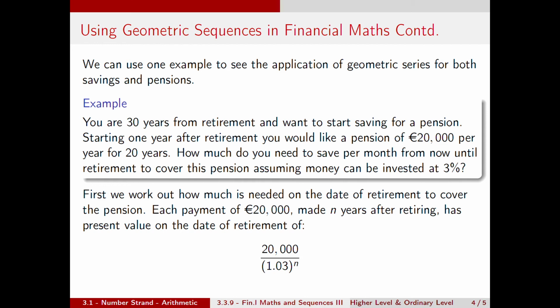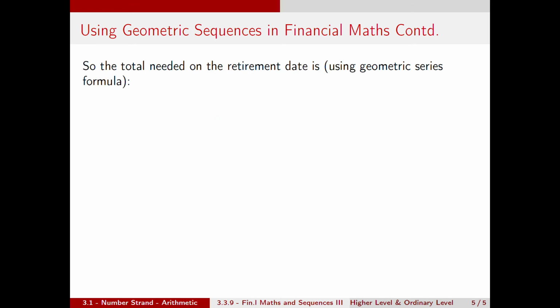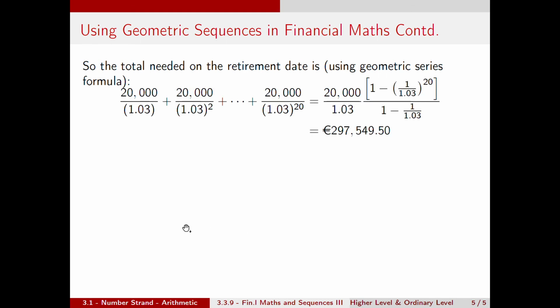So the first thing we do is work out how much is needed on the date of retirement to cover the pension. Each payment of €20,000 made n years after retiring has a present value on the date of retirement of 20,000 all over 1.03 to the power of n. So the total needed on the retirement date is given as follows using the geometric series formula: 20,000 all over 1.03, plus 20,000 all over 1.03 squared, and so on, all the way up to 20,000 all over 1.03 to the power of 20 after 20 years.